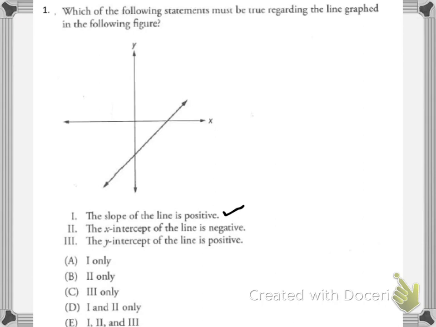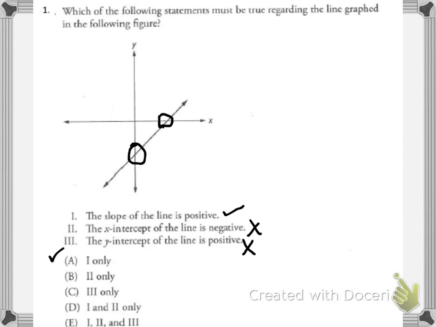Number two, it says the x-intercept of the line is negative. Well, the x-intercept is where it crosses your x-axis, which is right here, which in this particular case is positive, so that one is not correct. The third statement says the y-intercept of the line is positive. Well, the y-intercept is where it crosses the y-axis. In this case, it's crossing at a negative number, so that is not true. So this one would just be A. That is the only section that is correct.